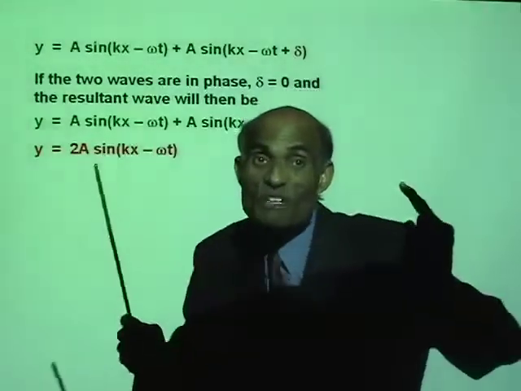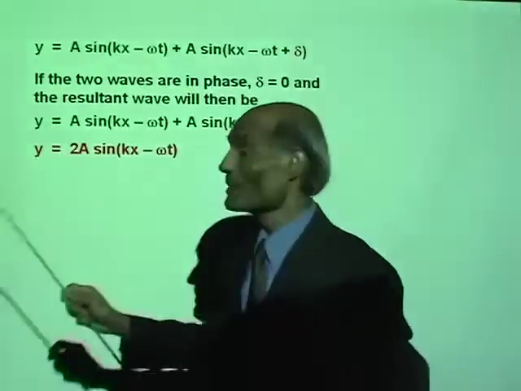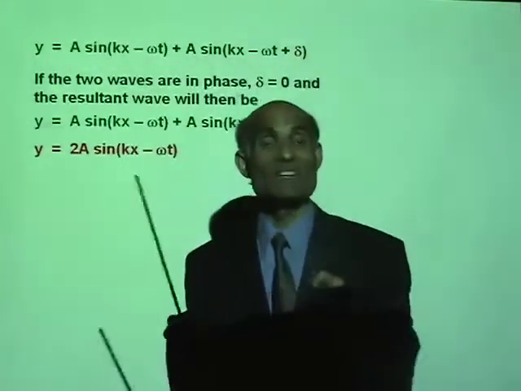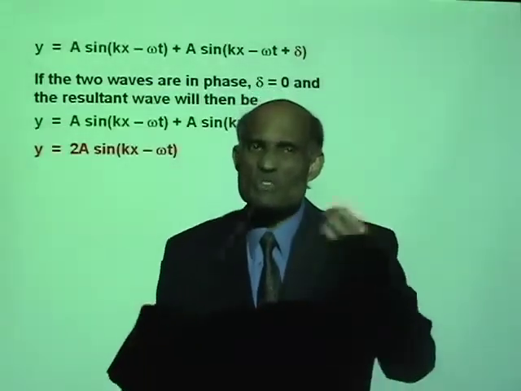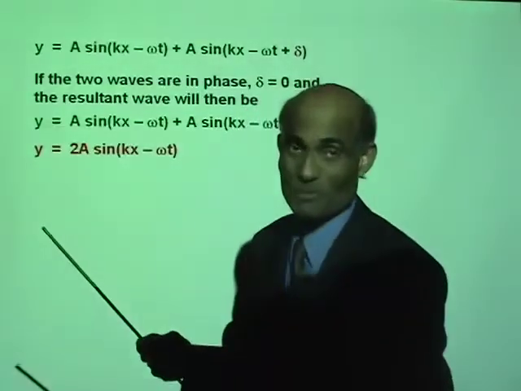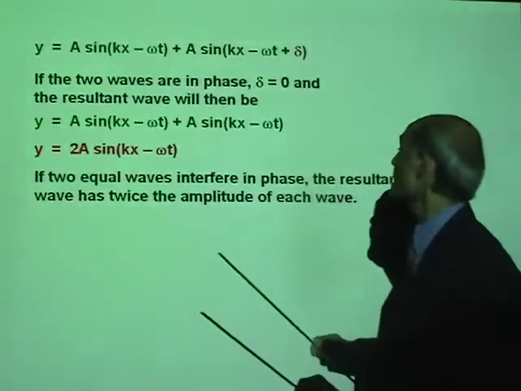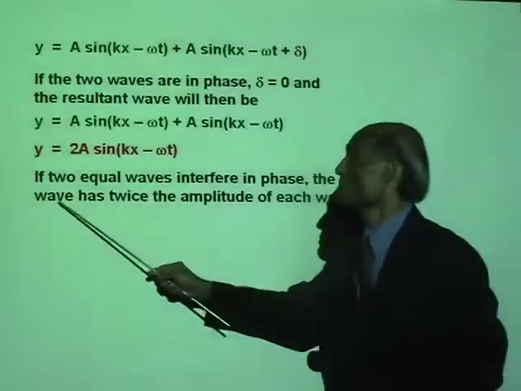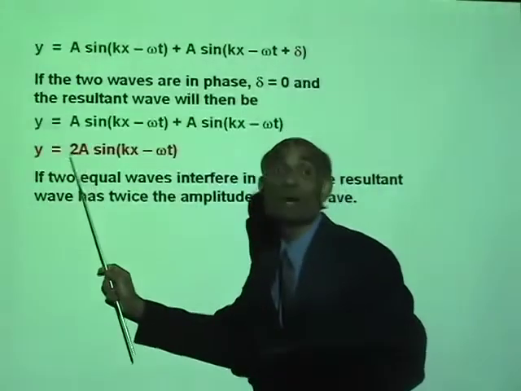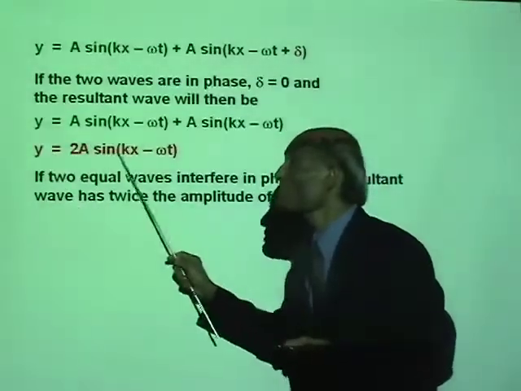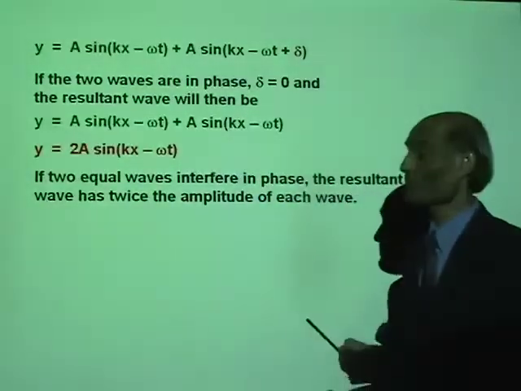Now, this kind of superposition, one wave superimposing on another so that they are in phase, is called constructive interference. What's the meaning of constructive interference? Well, it adds up. If two equal waves interfere in phase, the resultant wave has twice the amplitude. You see, in place of A, you have 2A. When the interference is constructive, the resultant wave has twice the amplitude.